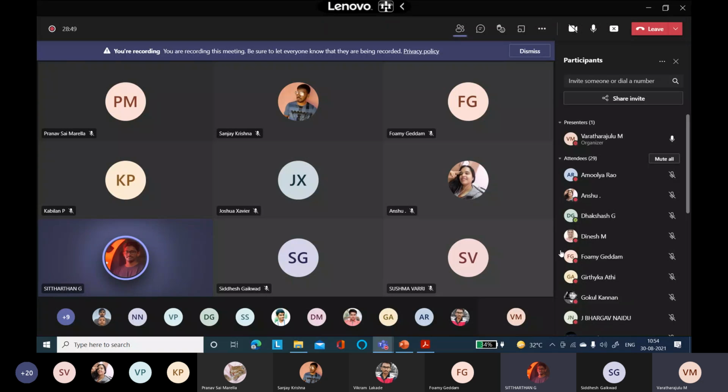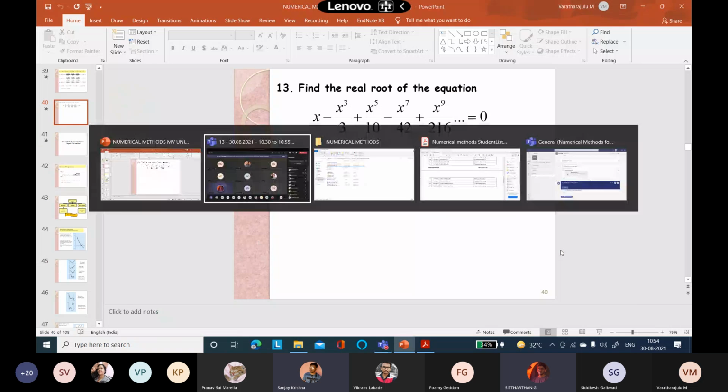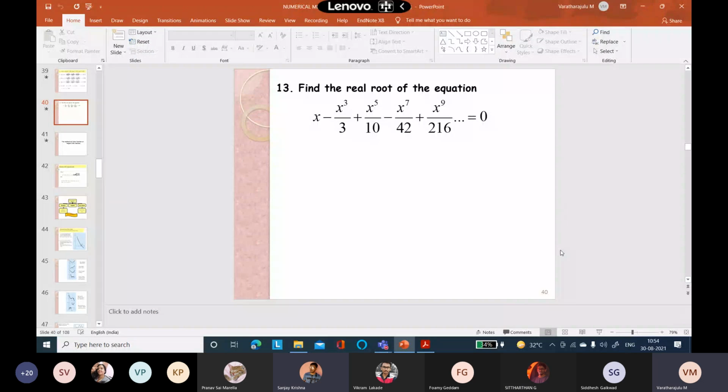Which problem, sir? So can you show me the sequence again? Yes, problem number 13. Sir, my slides are visible? Yes, sir. Yes, x minus x cube by 3 plus x power 5 by 10. Sir, yes, tell me.